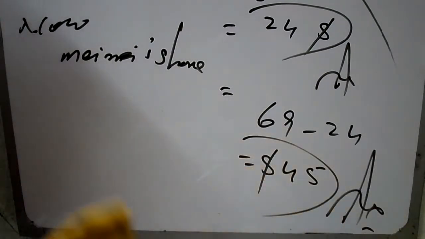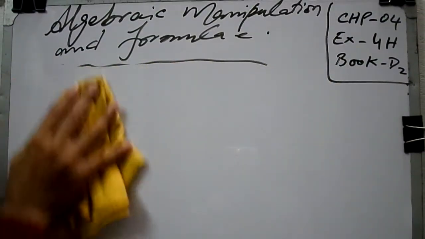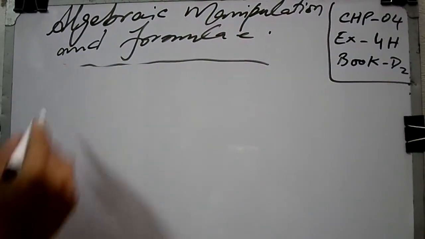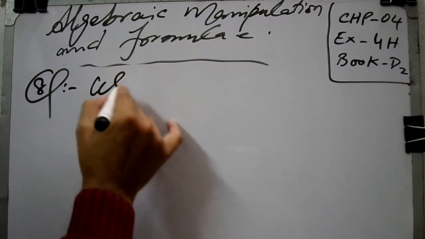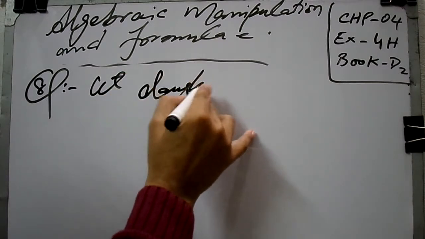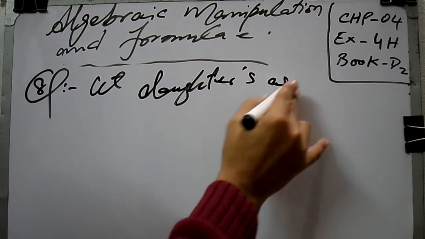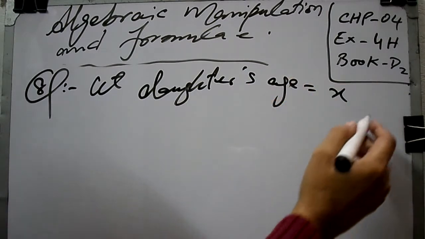Coming to question number 8. A mother is 21 years older than her newborn daughter. How old will the daughter be when her age is 1/4 that of her mother's? So what is the daughter's age? Suppose let daughter's age be equal to x years.